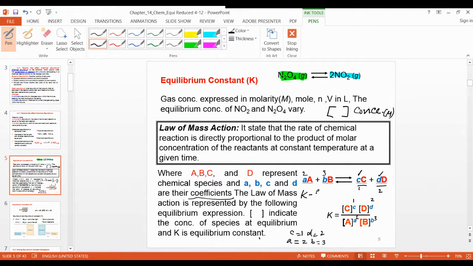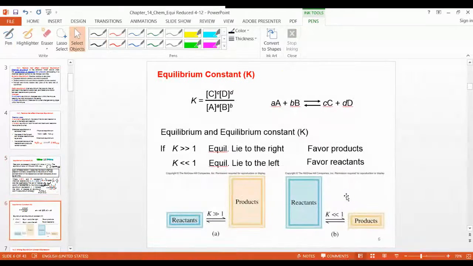This is the equilibrium constant expression, we call it. Equilibrium constant expression. You can write it for any reaction, right? Okay, now you have to look here.